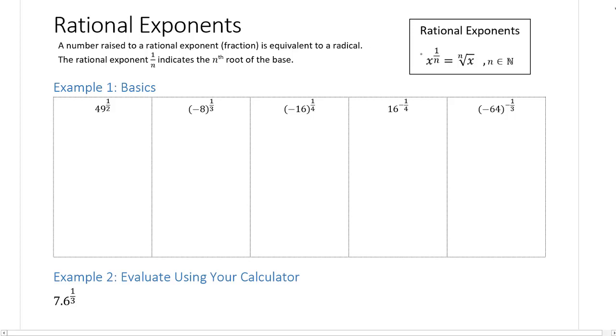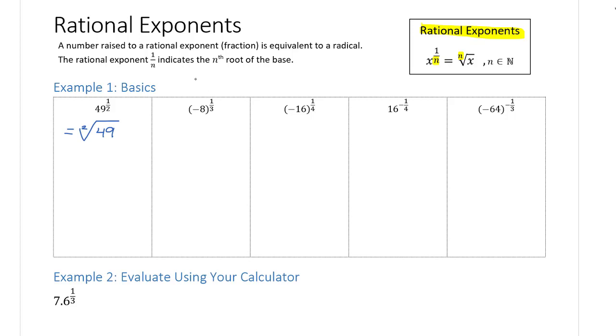So let's look at the rule here for a rational exponent. See how I have the n on the bottom there, x to the 1 over n? Well, the n is essentially just the root, the number of the root. So it's just like writing a square root, a cube root, etc. So let's look at some of these. Some are pretty basic examples, like 49 to the 1/2. That is exactly the same as saying the square root of 49.